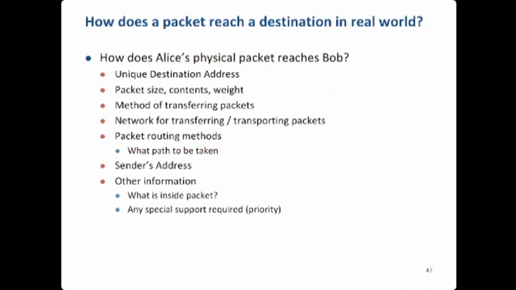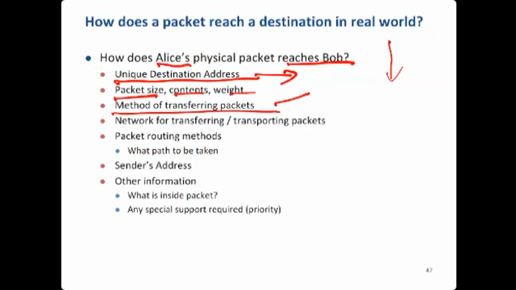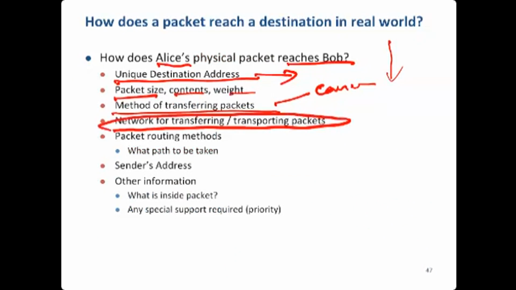So now take the analogy. If your mother is sending a packet to you, or Alice is sending it to Bob, what does it require? It requires a destination address, like your hostel address, packet size, content weight, and a method of transporting the packet, whether courier or simple post. Then there must be some network for actually transporting it, and some routing method for how your packet will go in the postal world. If you want it very fast and are willing to pay more, it could go a different way. So the path is also decided, and of course you need the sender's address and other information.